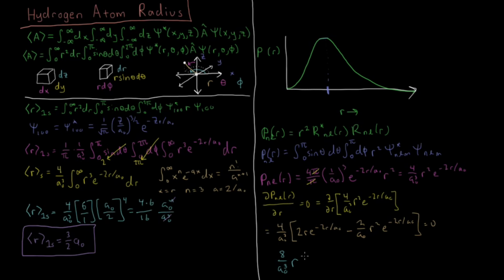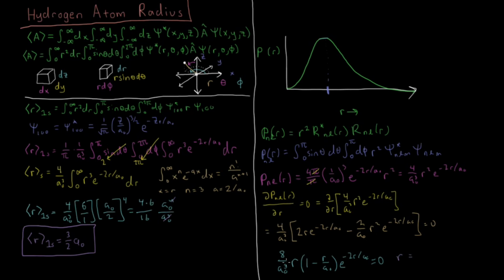And we have, we can also factor out a 2 minus r, which remains, or sorry, it's not a 2 minus r. It's going to be a 1 minus r over a naught times e to the minus 2r over a naught equals 0. And again, that's just algebraic factoring of this equation up here. So this leaves us with several possible values for what r's we can choose.